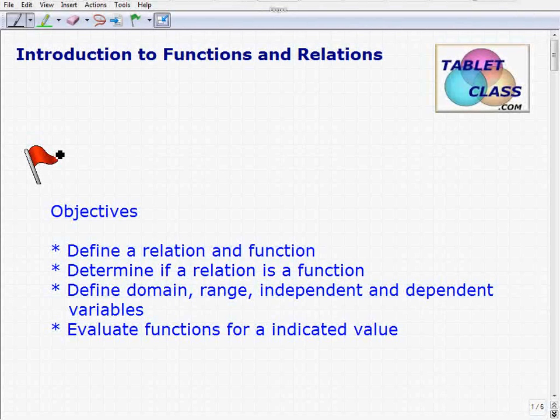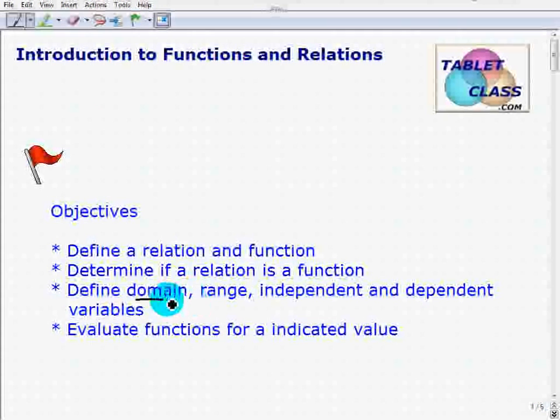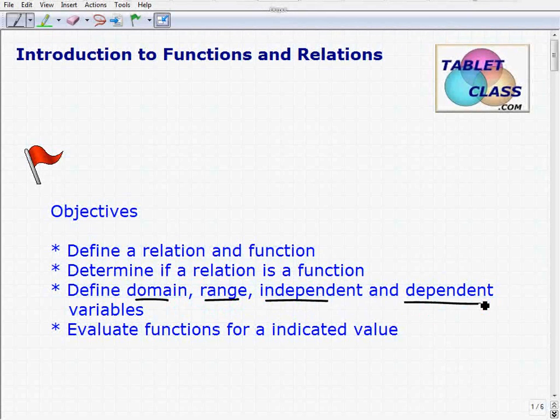Our objectives are, we want to define what a relation and function are. Then we're going to determine if a relation is a function. So already you can tell that relations and functions are connected to one another. And then we're going to look at some vocabulary that has to deal with functions, and specifically it's going to be domain, range, independent, and dependent variables. We're going to tell you what those are, and then we're going to learn how to evaluate functions for a particular value. And of course there'll be a few other things that you're going to want to take notes on.